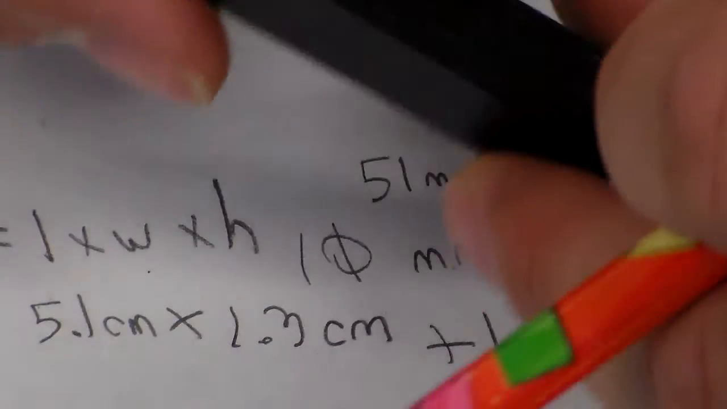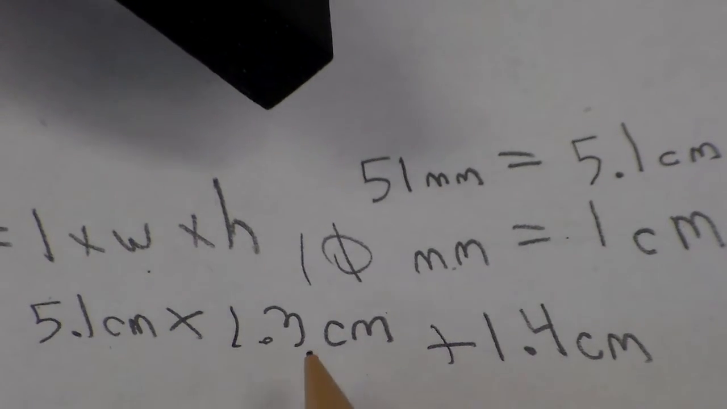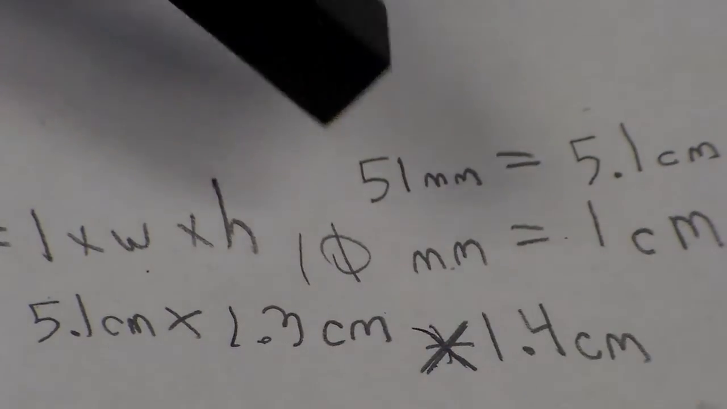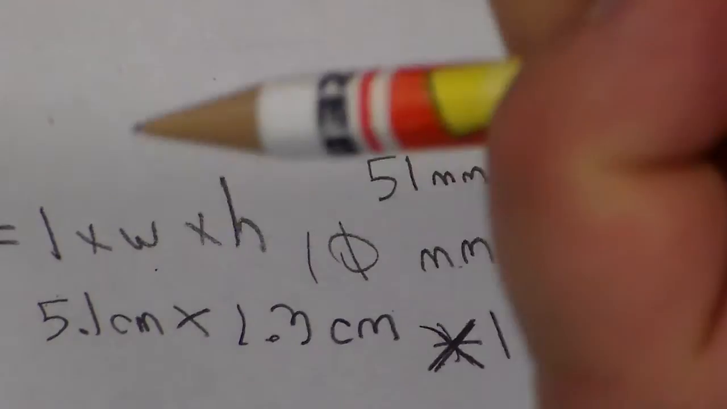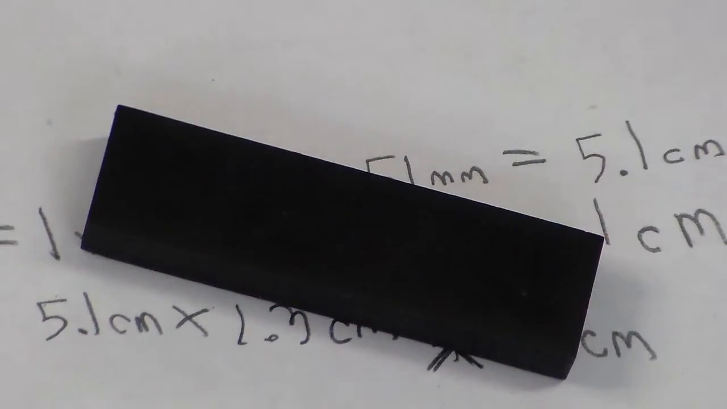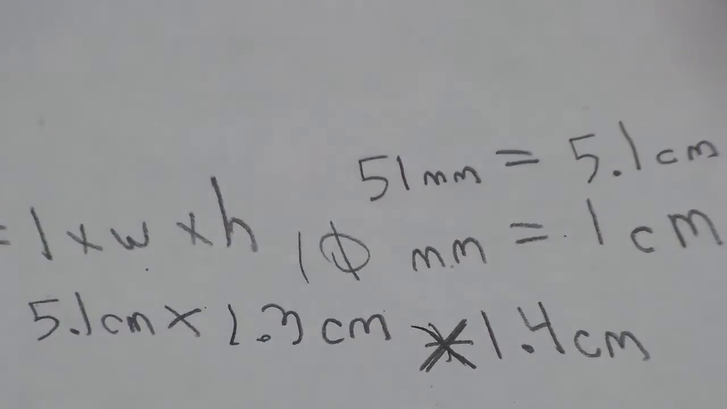So that's our block. Our block has a volume of 5.1 centimeters times 1.3 centimeters times, that's not a plus, that's a times, 1.4 centimeters. We can multiply that, and that gives us the volume of the block. Now, how in the world do we calculate the density of this? Well, that's going to be for another lab. It'll be another video that we'll talk about.